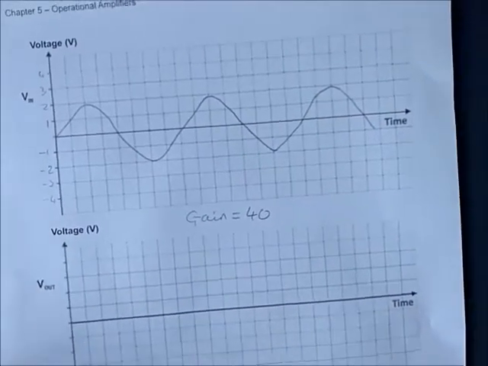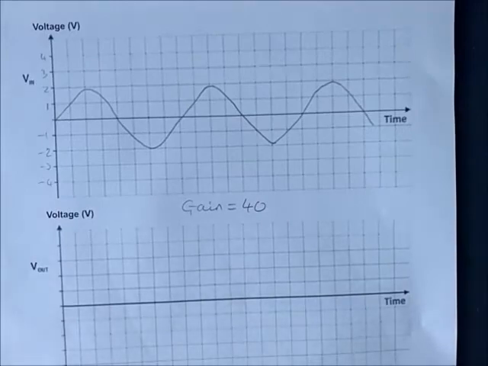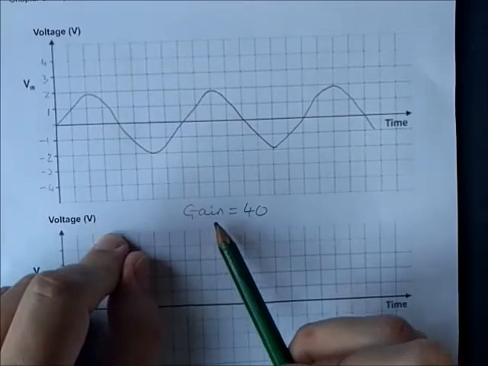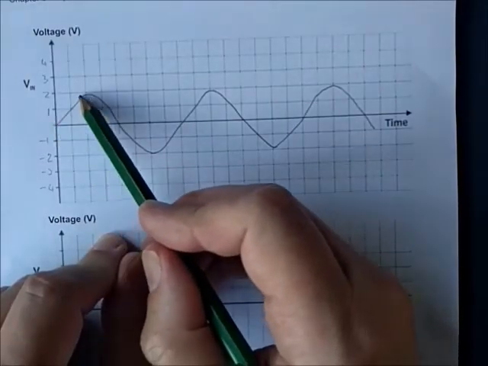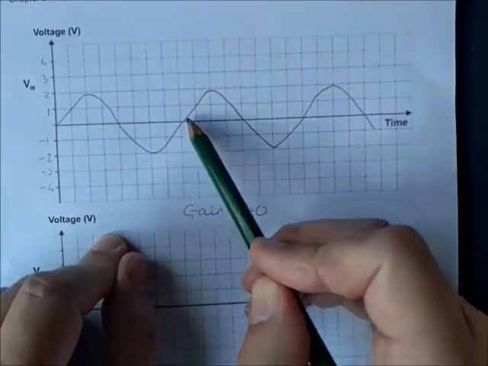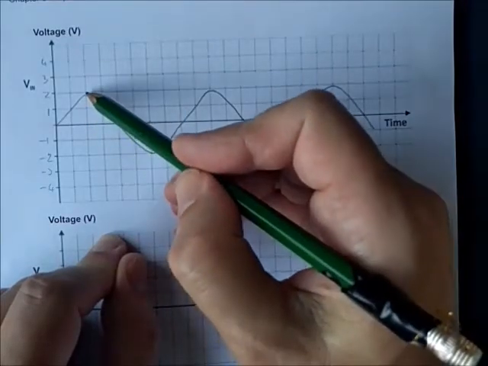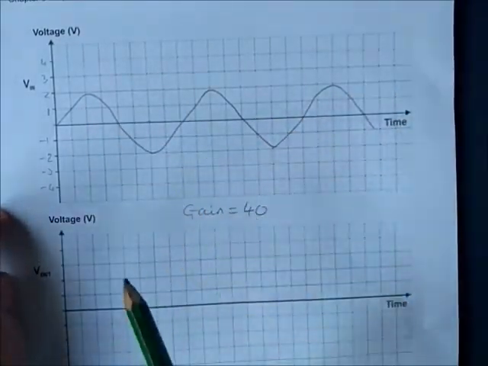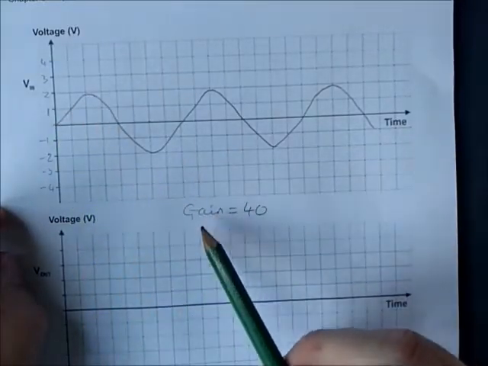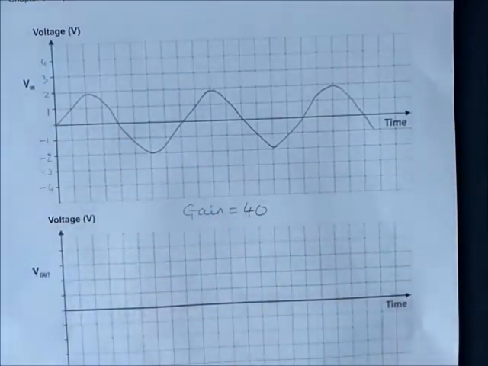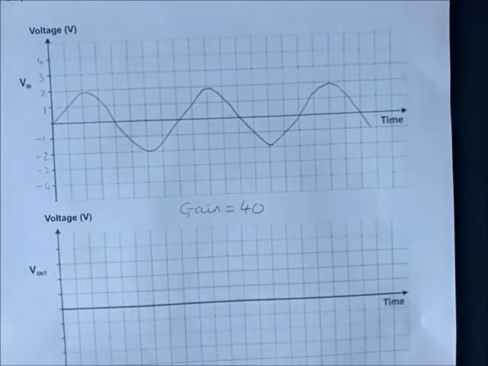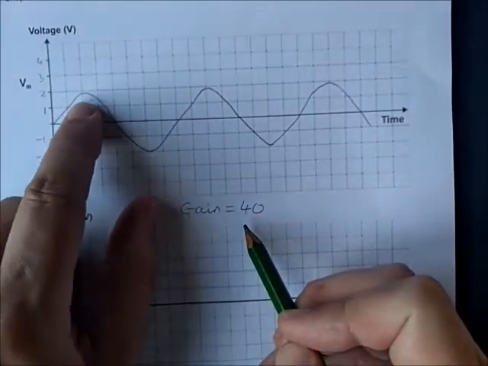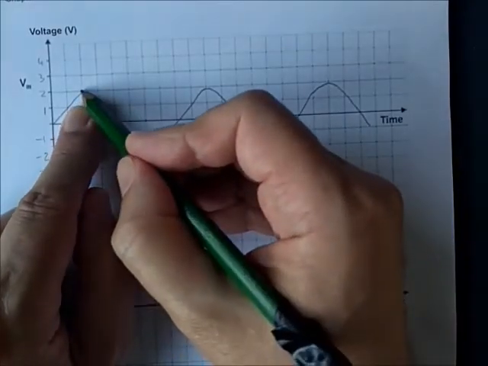So if I look at a different problem, this is again a non-inverting amplifier, and it's got a gain of 40, and I can see here it goes up to 2 and down to -2. I know that this frequency will stay the same, but I need to work out where it's going to go on the output graph. So the first thing I can do is work out what the maximum gain is supposed to be. So here I can see it goes up to 2.